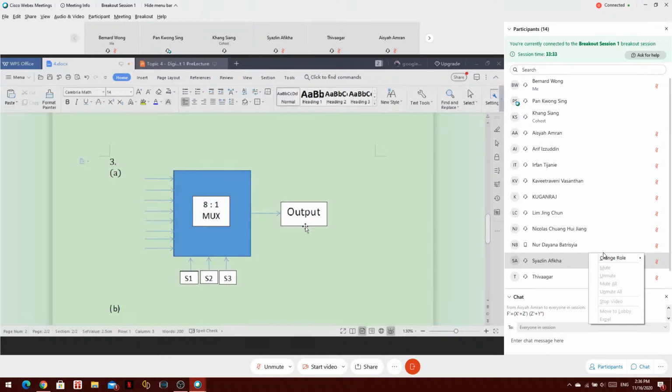So why is there a 3 selector? I'm not sure. It's 2 to the power of 3 because you have 8 input lines. If you want to select one line, you need the 3 selector to select from them. Okay.